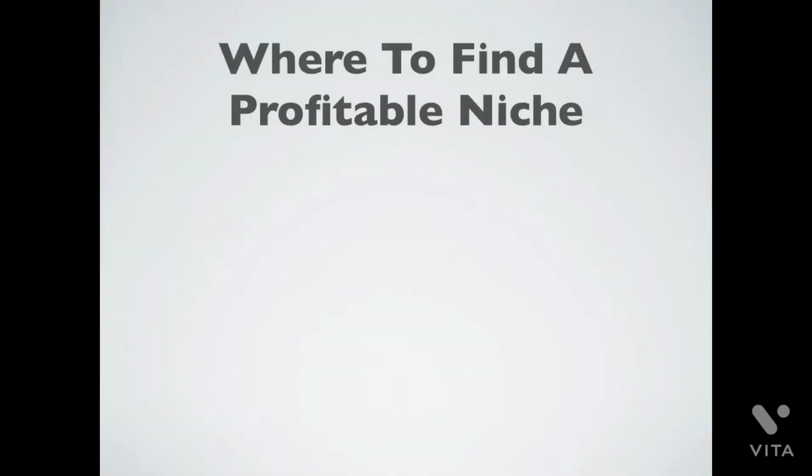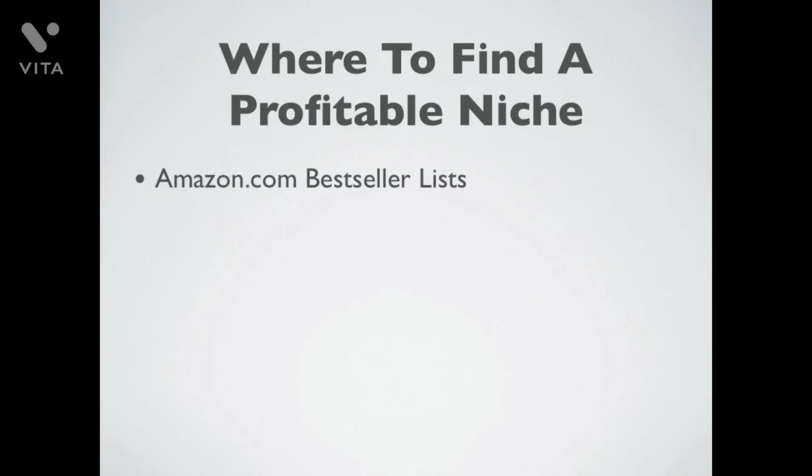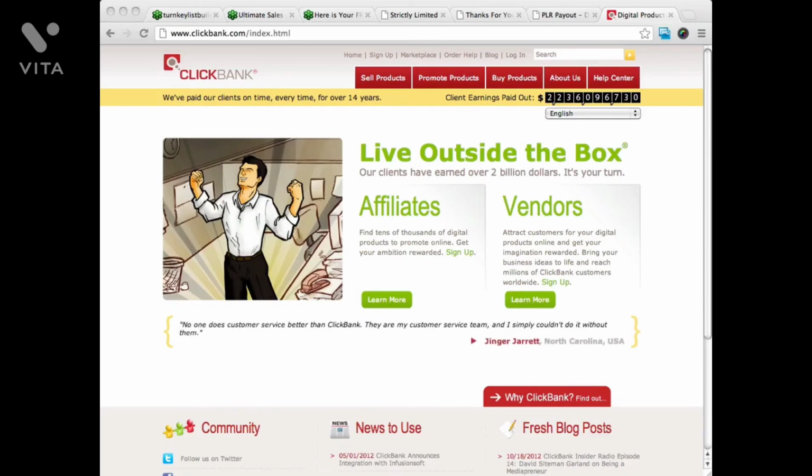Now, there are lots of places that you can find a profitable niche to enter when we're looking for PLR and different niches to be in to sell PLR to. And right now, I'm going to talk to you about just two of them for now, okay? The two places that I want to talk to you about are Amazon.com, where you can look in the bestsellers lists, okay? And then ClickBank.com, which truthfully, really is my favorite place to go look for profitable niches. And I'll show you why right now.